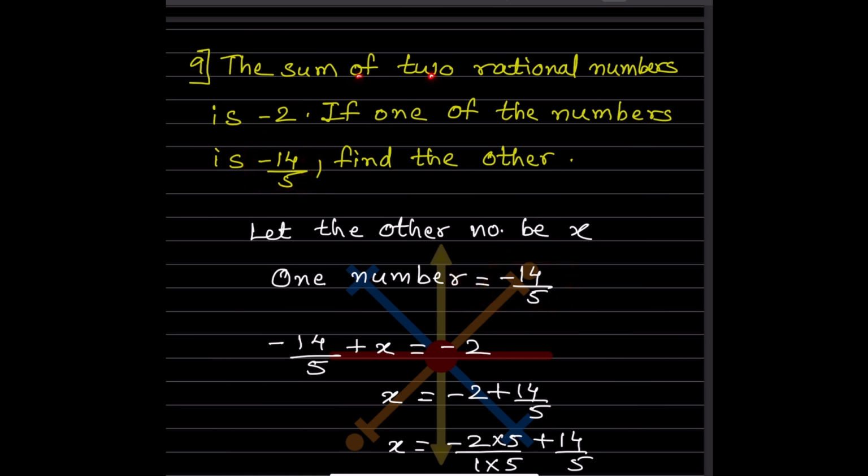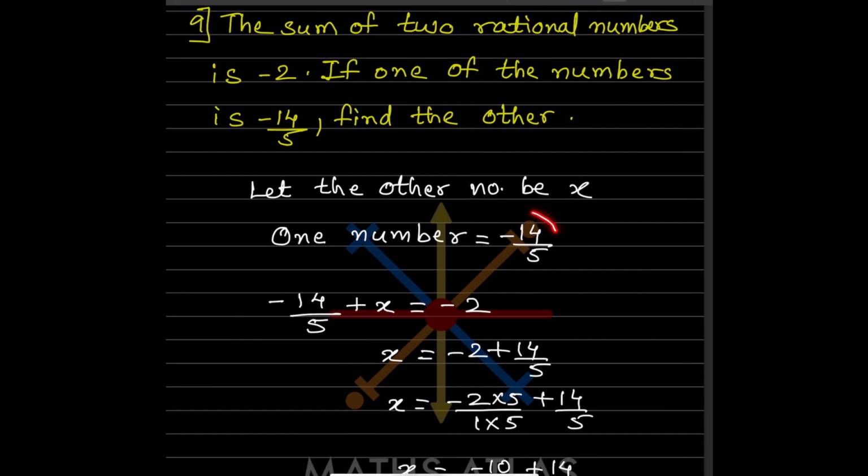Now they said the sum of two rational numbers is minus 2. If one of the numbers is this one, what will you do here? Minus 14 by 5, that is one number, and the other number is x. Sum means you are going to add, and the sum is minus 2, which means it is equal to minus 2. This is a very important step.